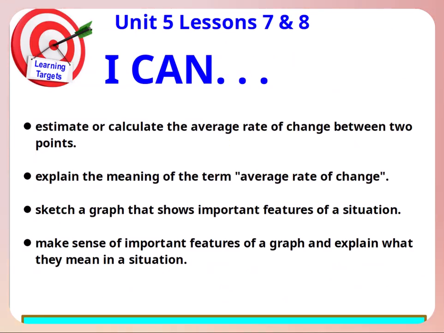Our learning targets for today are: I can estimate or calculate the average rate of change between 2 points, either given 2 points or finding 2 points from a graph. I can explain the meaning of the term average rate of change. I can sketch a graph that shows important features of a situation. So we're talking about a word problem. We're going to relate what we know to a word problem and then make sense of important features of a graph and explain what they mean in a situation.